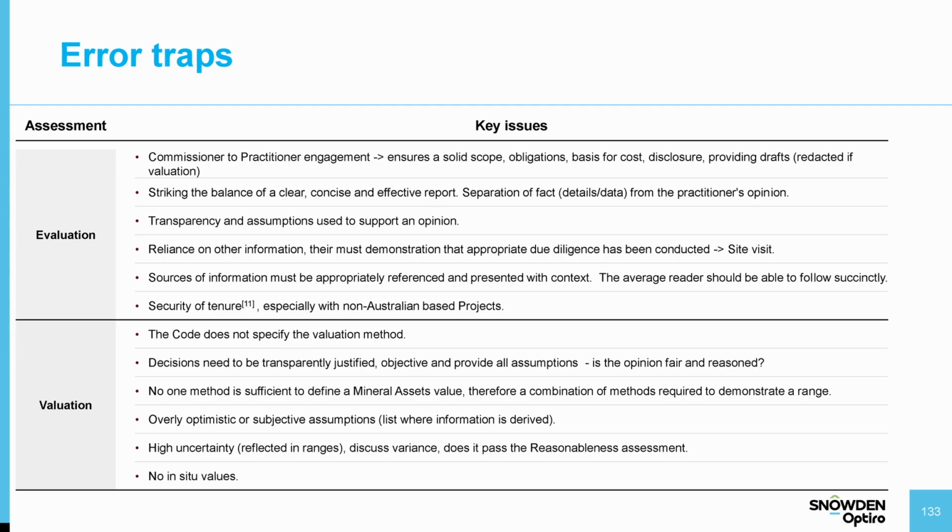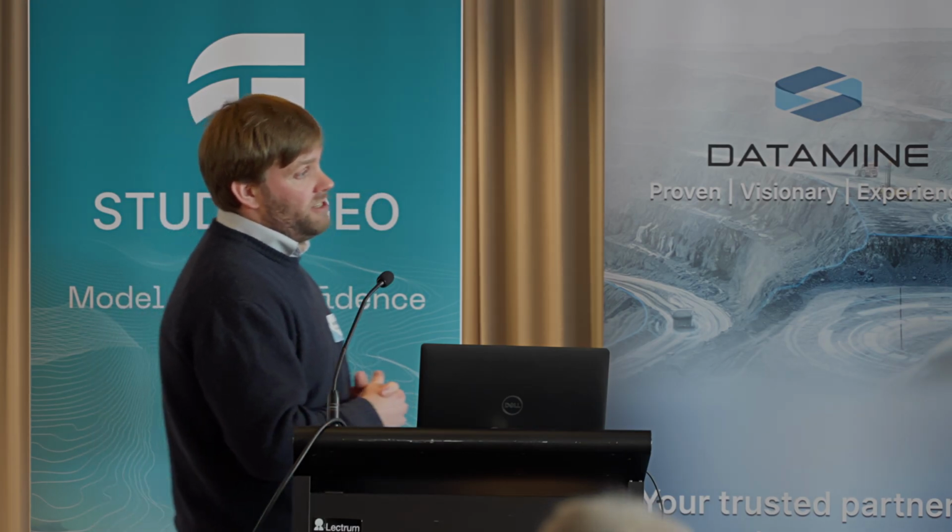Again, high uncertainty. We deal with an inexact science, and it's even more so here. A lot more variance comes into these things when you're trying to assess a value or provide an opinion. So there has to be that reasonable piece, and it's discouraged, just much like the JORC Code, so no in situ values can be stated as well.